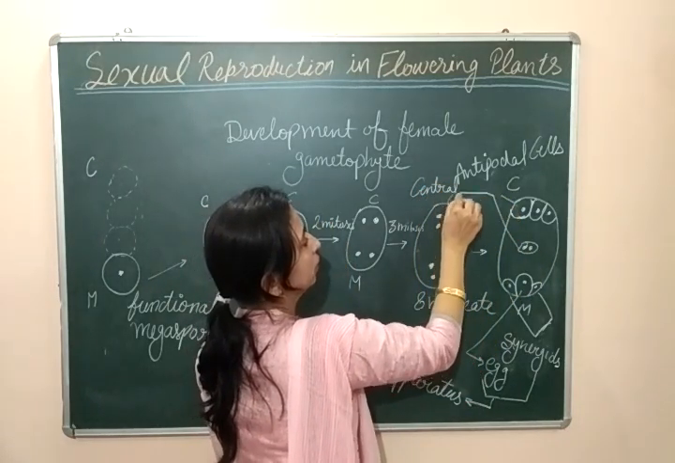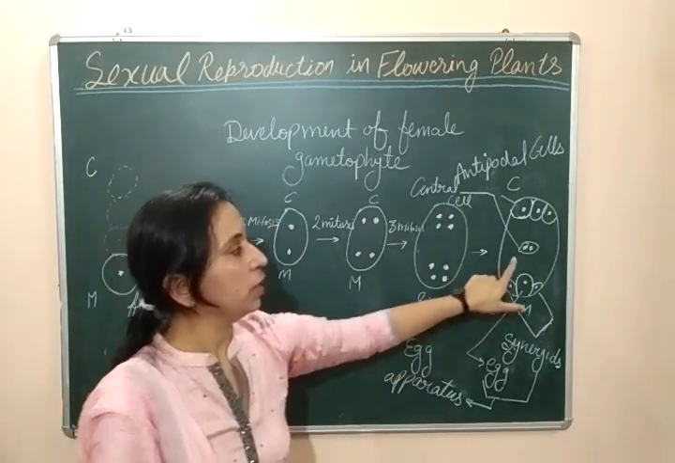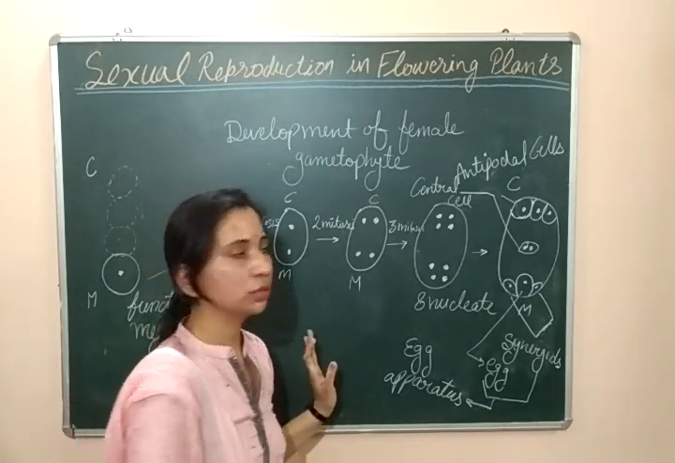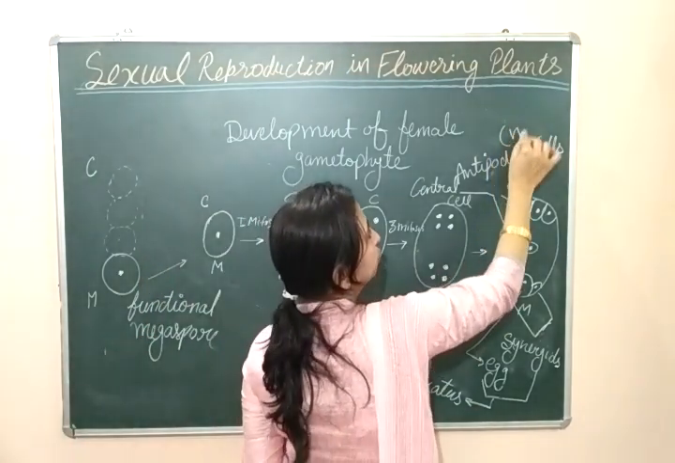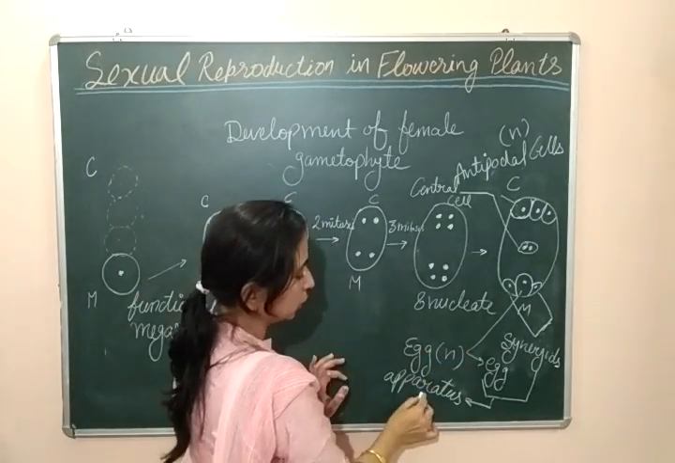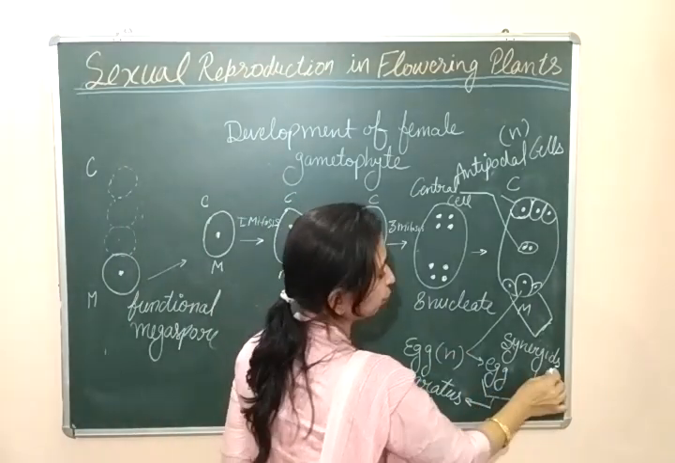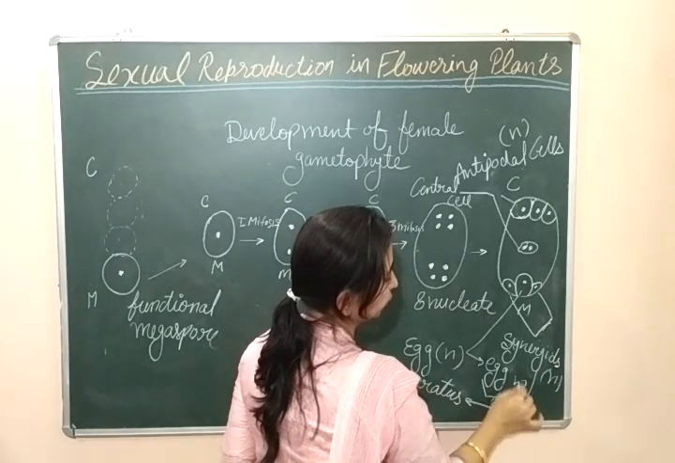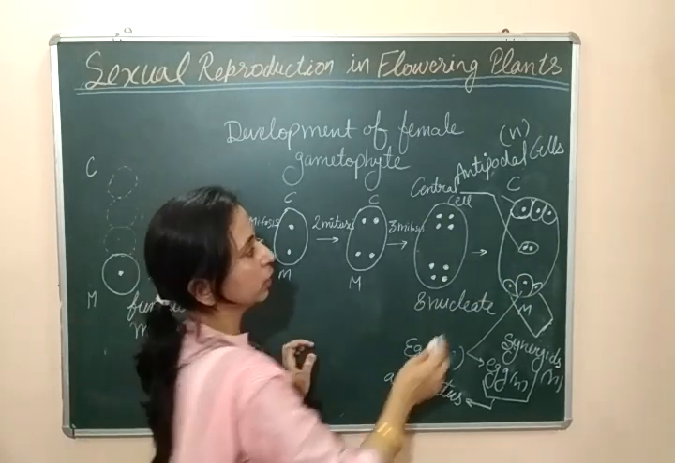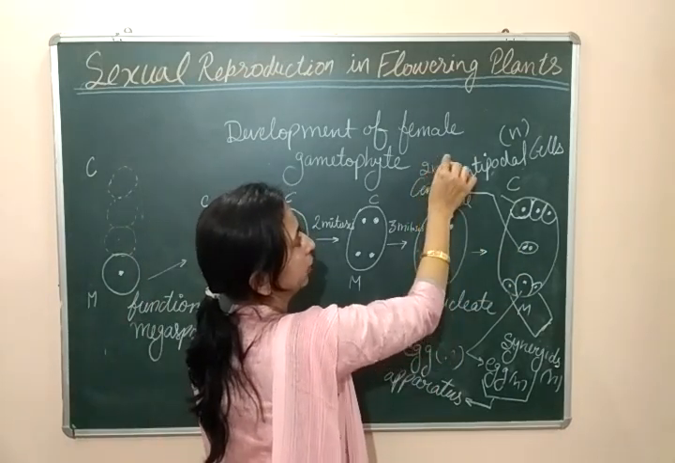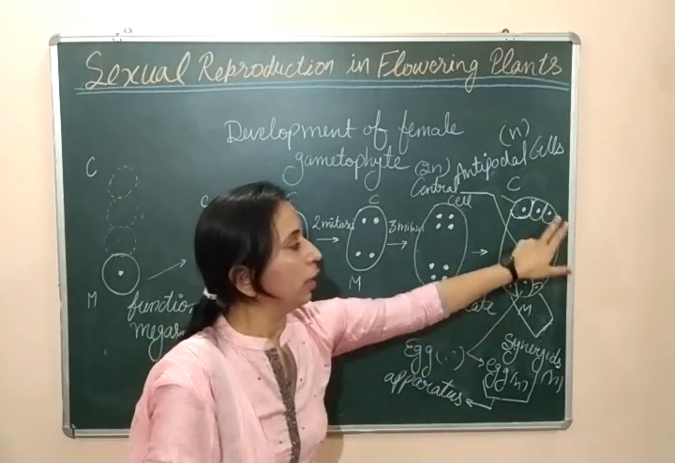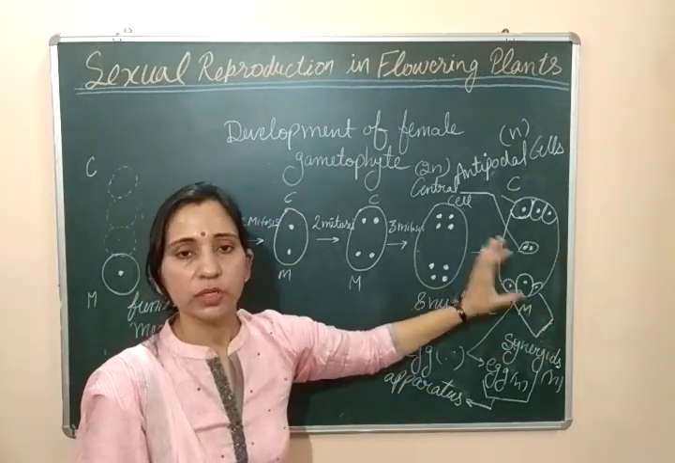In this we can see all these cells are N in nature because they have only one nucleus, so they are haploid in nature. Antipodal cells are haploid, the egg is haploid, and these synergids are also haploid. But this central cell, which contains 2 nucleus, has a ploidy of 2N. It's diploid in nature.